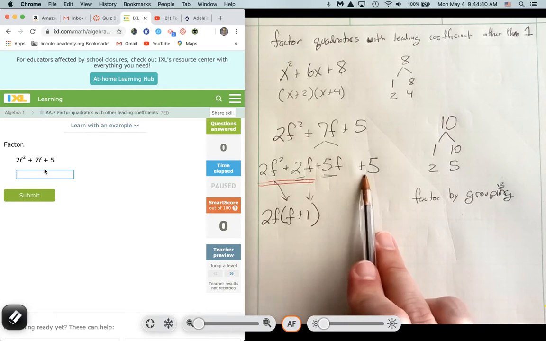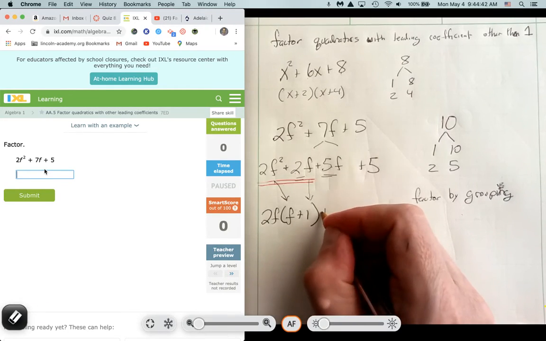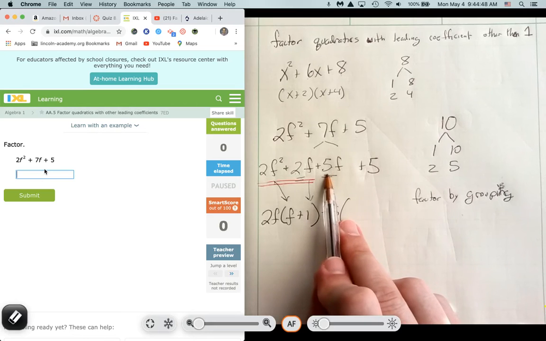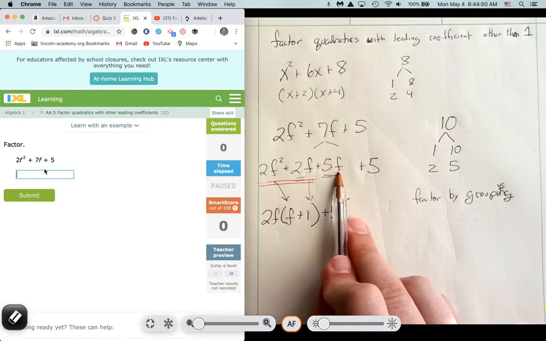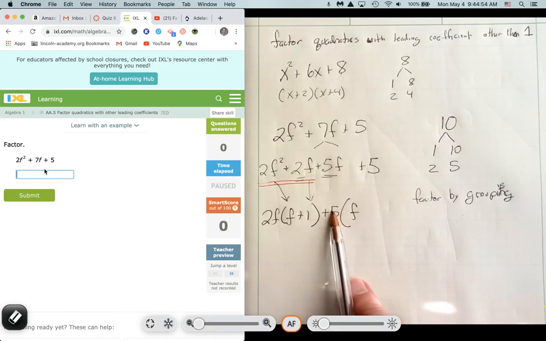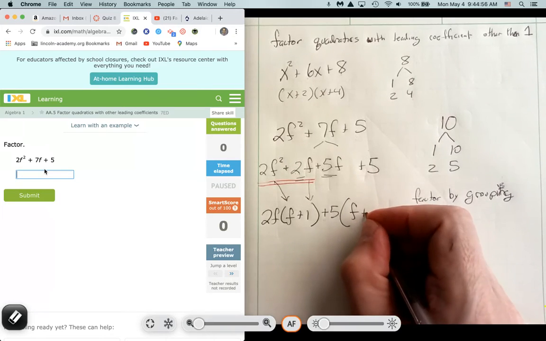Well, there's a 5 in common. So I'm going to factor out a positive 5. Make sure you put the plus symbol because it's positive. And then when I factor, I take 5f and divide by 5, I'm left with an f. When I take 5 and divide by 5 or factor it out, I'm left with a 1.